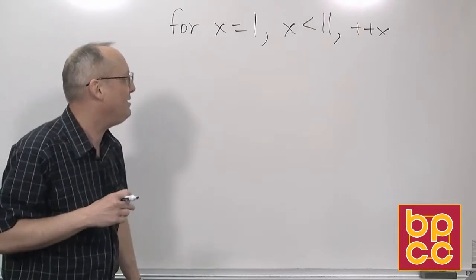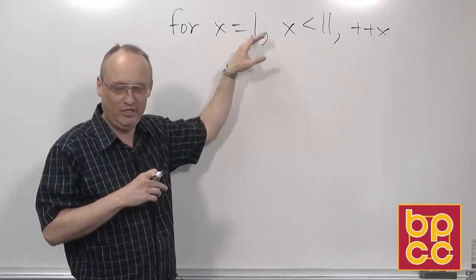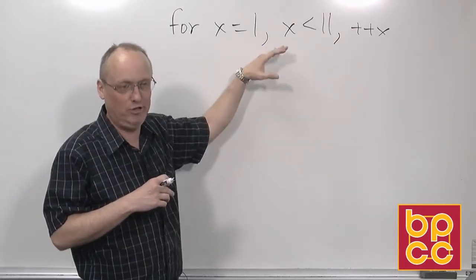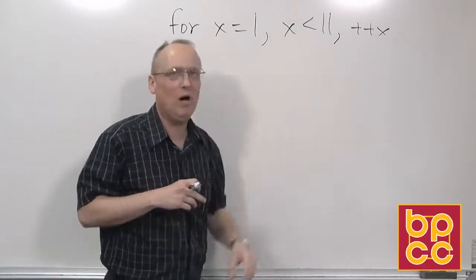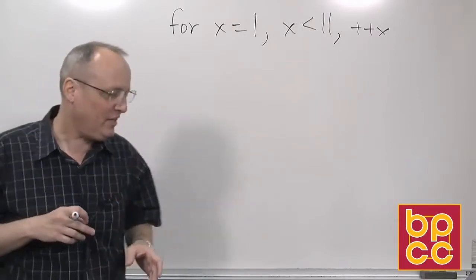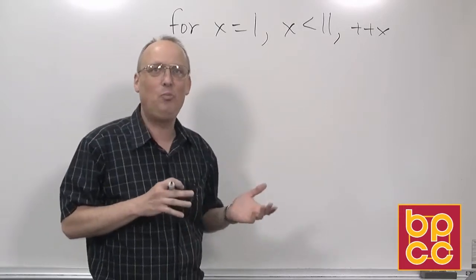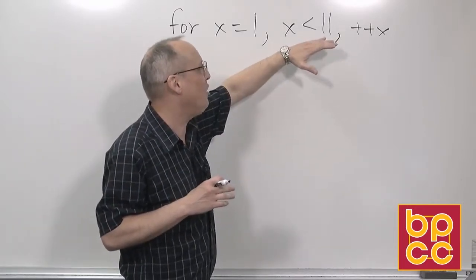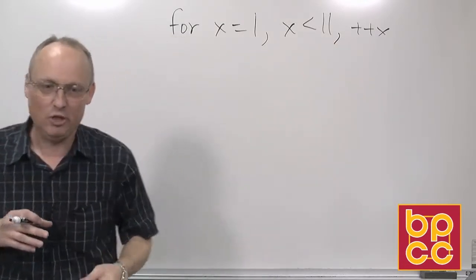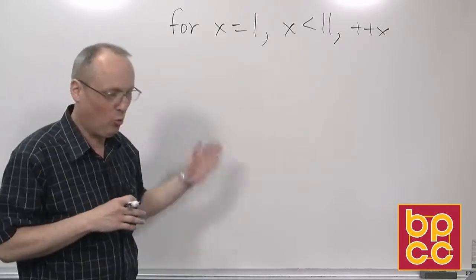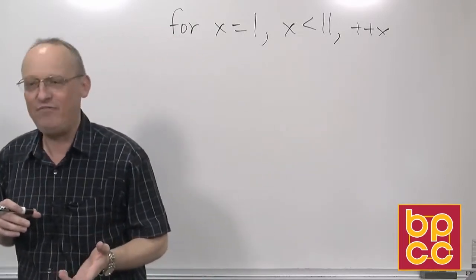The increment means that the first time through the loop, x will be equal to 1. The second time through the loop, it'll be equal to 2. The next time through, it'll be equal to 3. And it will increment by 1 all the way up until it reaches the value of 11. Now, this particular loop will run 10 times. Because the way the loop works is, as long as x is less than 11, continue running the loop. The loop will start with x equal to 1. It'll run through the loop. And then it will finally end when x equals 11.